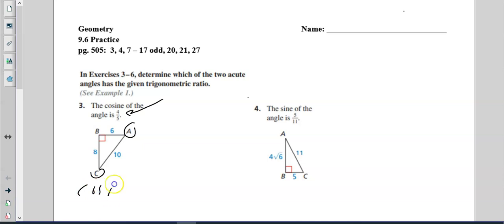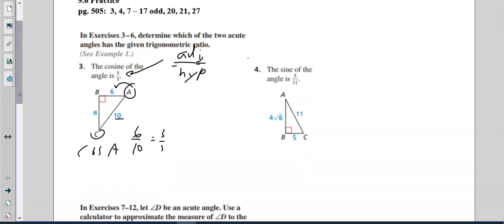So the cosine of A, remember, cosine is opposite over hypotenuse. Sorry. Let's think in cosine. Adjacent over hypotenuse. So from A, the adjacent side, the one right here next to it, is 6, over the hypotenuse, which does not change, is 10. Well, that's 3/5. So it's not that one, unless I made a mistake.